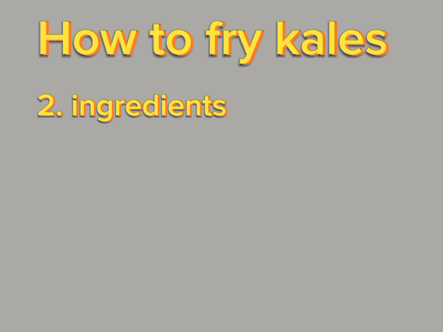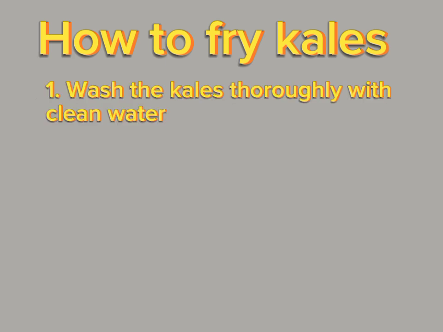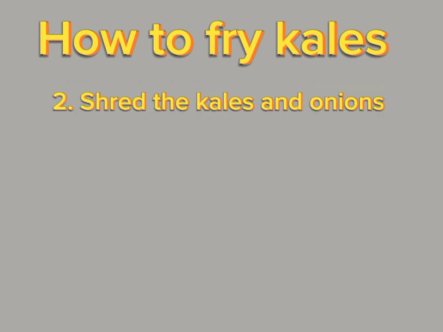Ingredients. 1. A bunch of kales. 2. Half a teaspoonful of salt. 3. One big onion. 4. One tablespoonful of cooking oil. Let's see the method of preparing or frying kales. 1. Wash the kales thoroughly with clean water. 2. Shred the kales and chop the onions into small pieces.